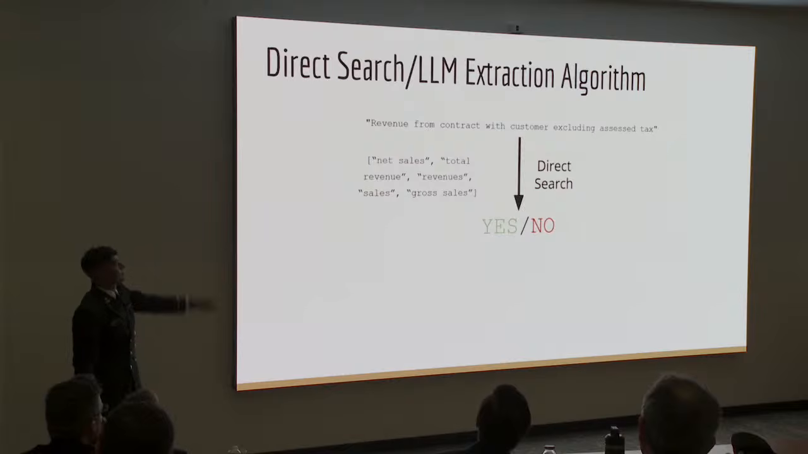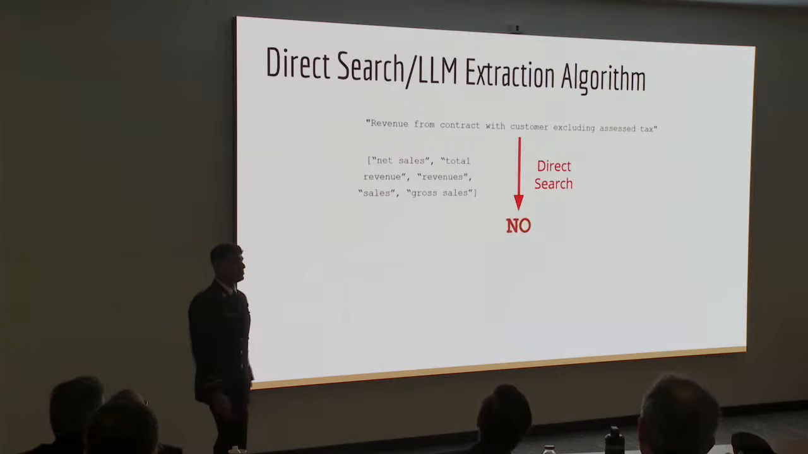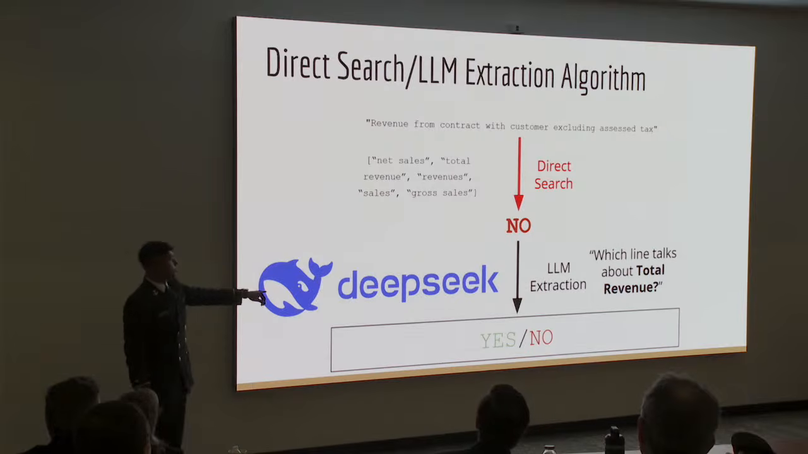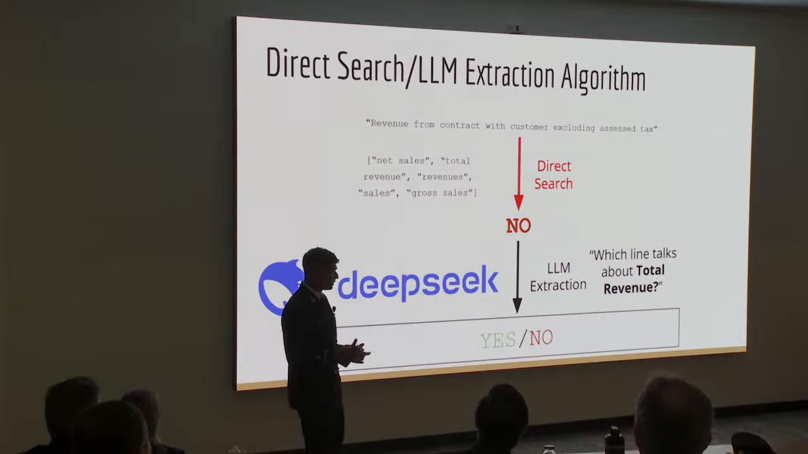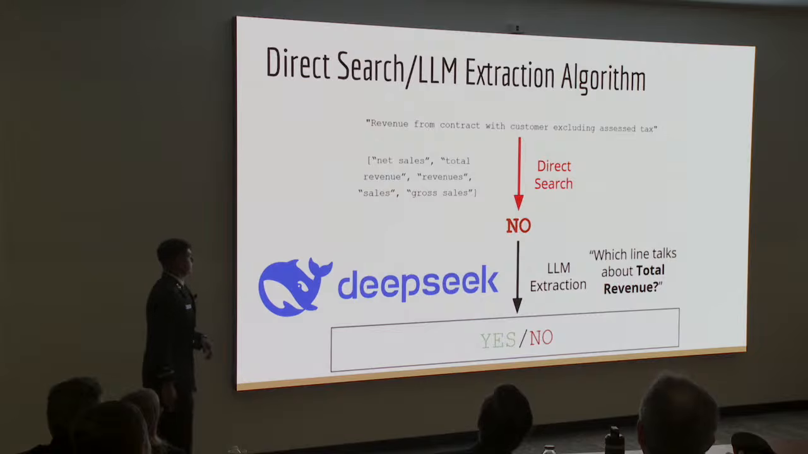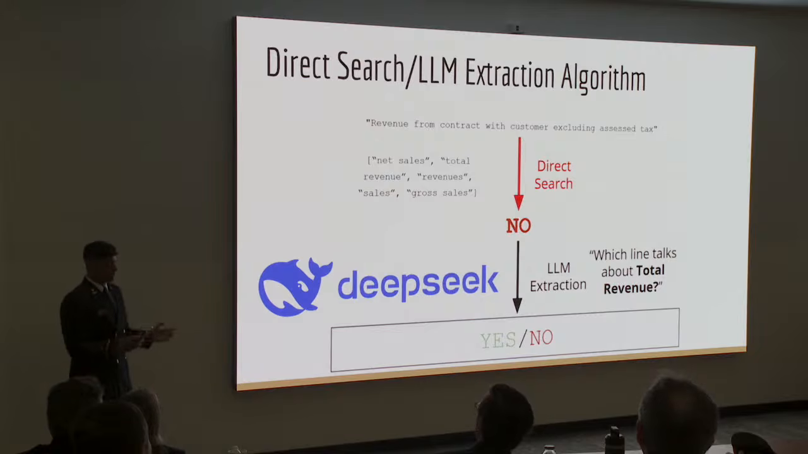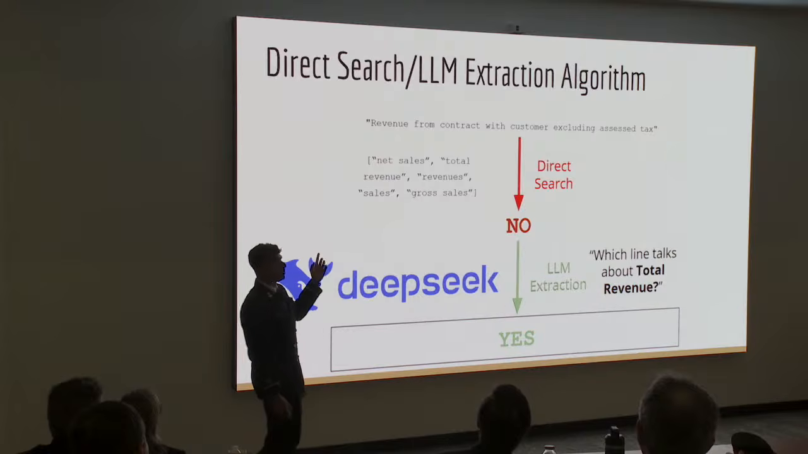Obviously, revenue from contract with customer excluding assessed tax is not in this list. So we need to move on. And that's where we go to our large language model extraction, where we basically ask a large language model which line is talking about total revenue. And so the large language model does its thing, and it finds which line best does it. And now we found that this is the total revenue line.